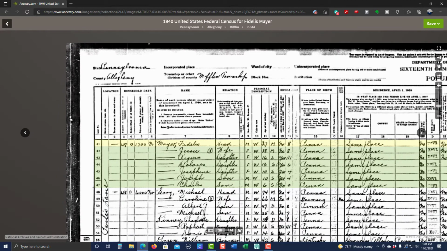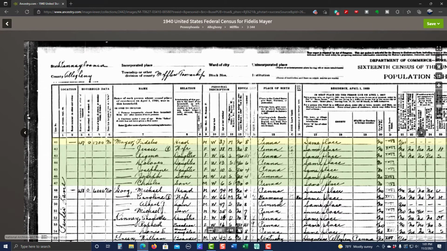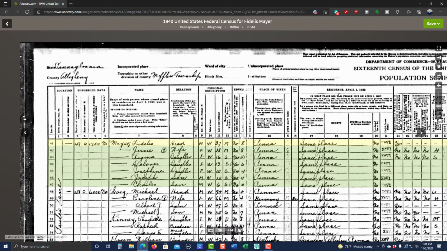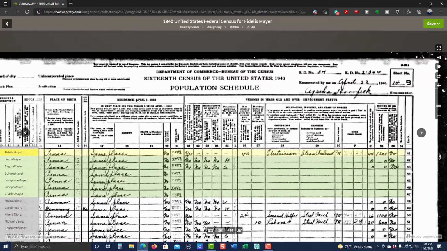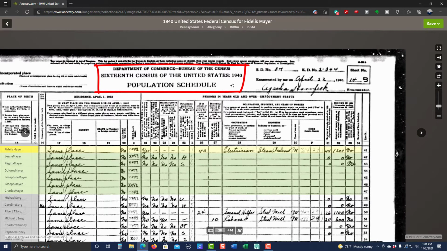Okay, now you're going to see that it's going to be different for different censuses once again. Zooming in here makes this a little fuzzy. I guess that's the word I'm looking for. But it will tell you the state and county that we're in, the name of the city, in this case Mifflin Township in Pennsylvania, right in the middle here. It's showing that this is the 16th census of the United States, 1940, and it's the population schedule.